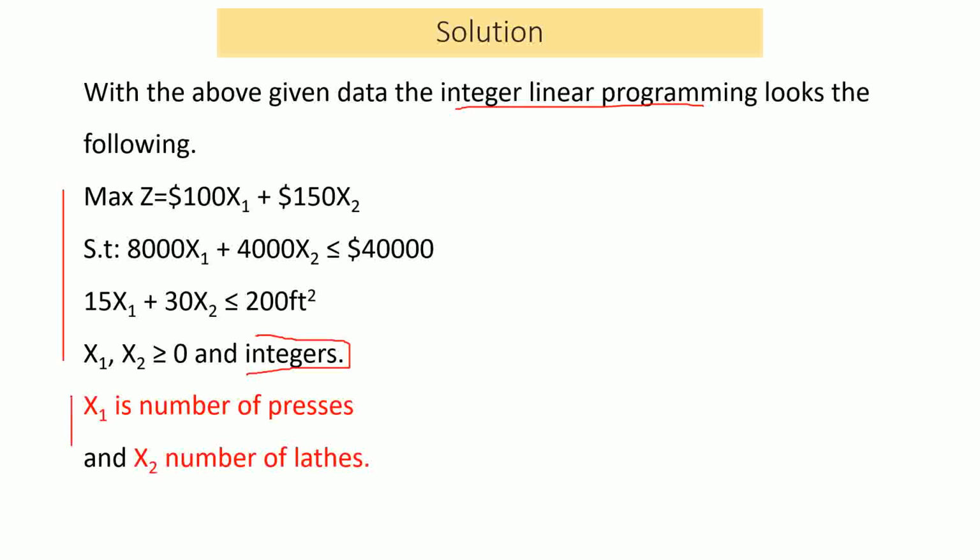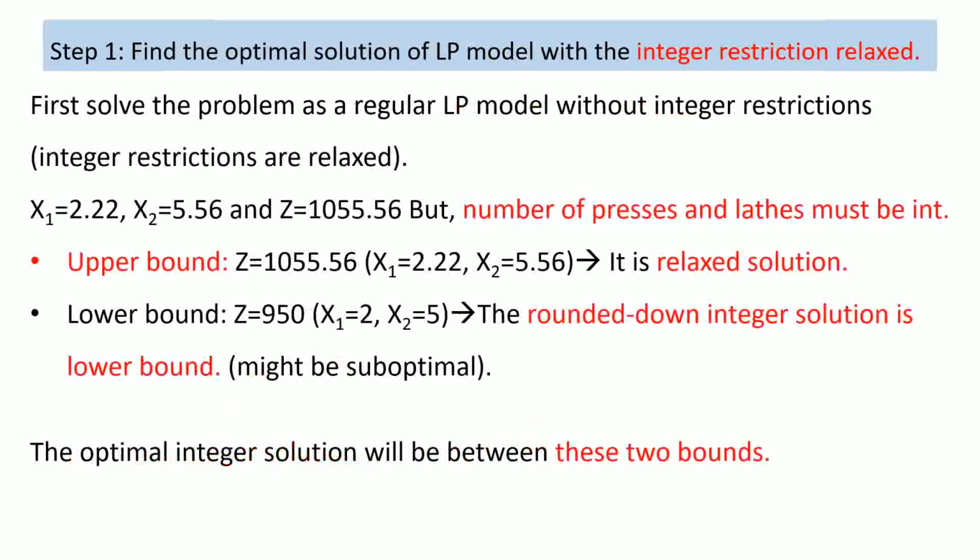Because we know that in practice, or in reality, the number of press and lathe machines should be an integer. It cannot be a fraction. It must be an integer value. So this problem is an integer linear programming problem. Now let's start from step one.